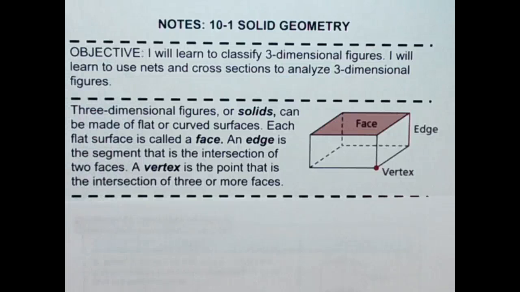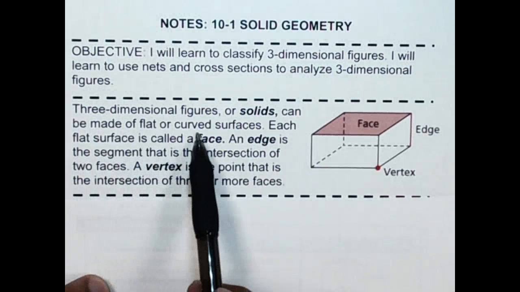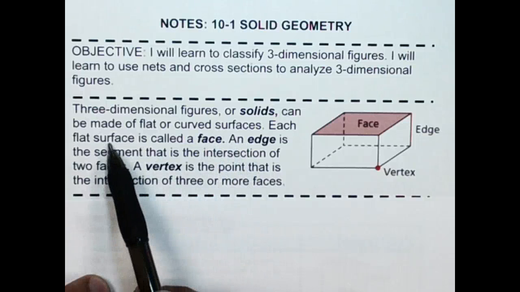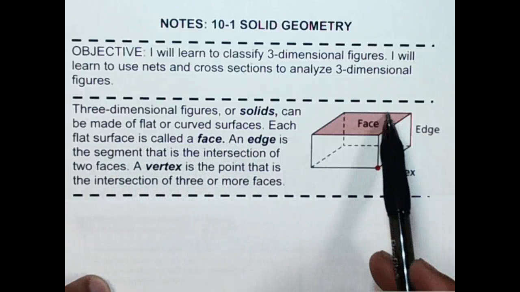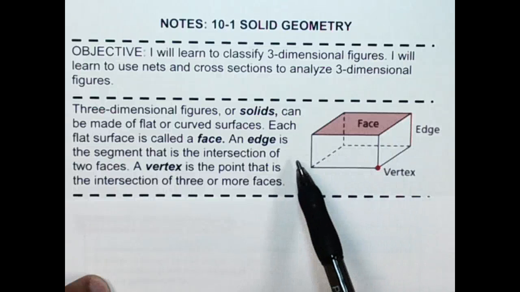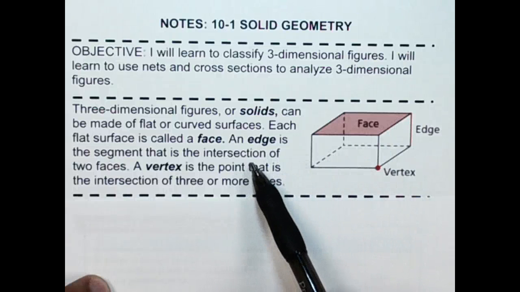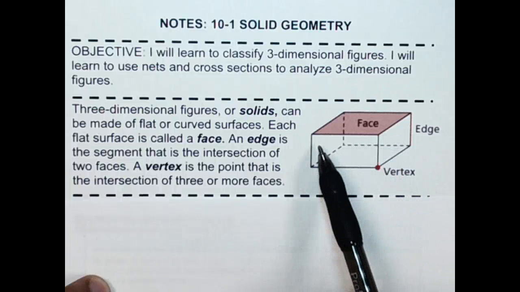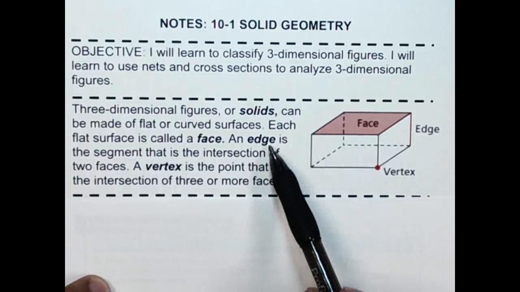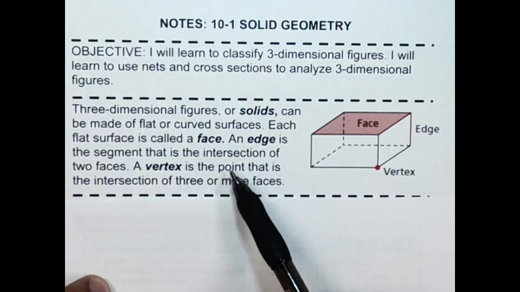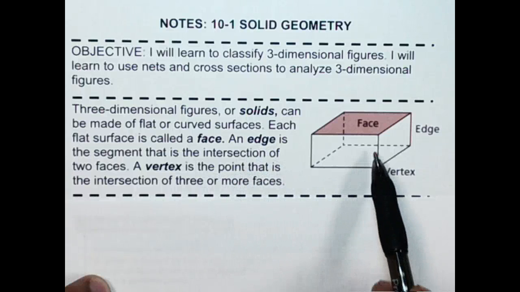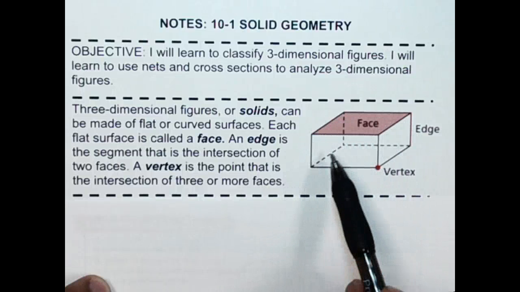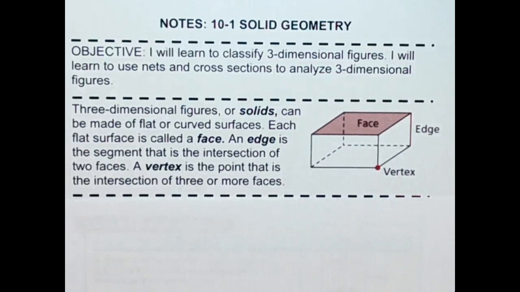A three-dimensional figure is also called a solid, and it can be made of flat or curved surfaces. Each flat surface is called a face, as you see right here in this drawing. An edge is a segment that is the intersection of two faces, which would be these lines coming down or across horizontally. And a vertex is a point that is the intersection of three or more faces. So each of these corners, those would be vertices.